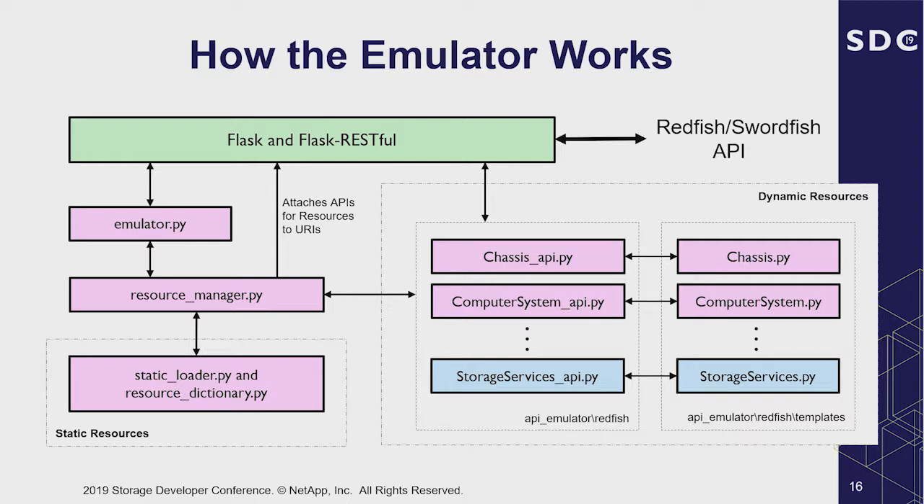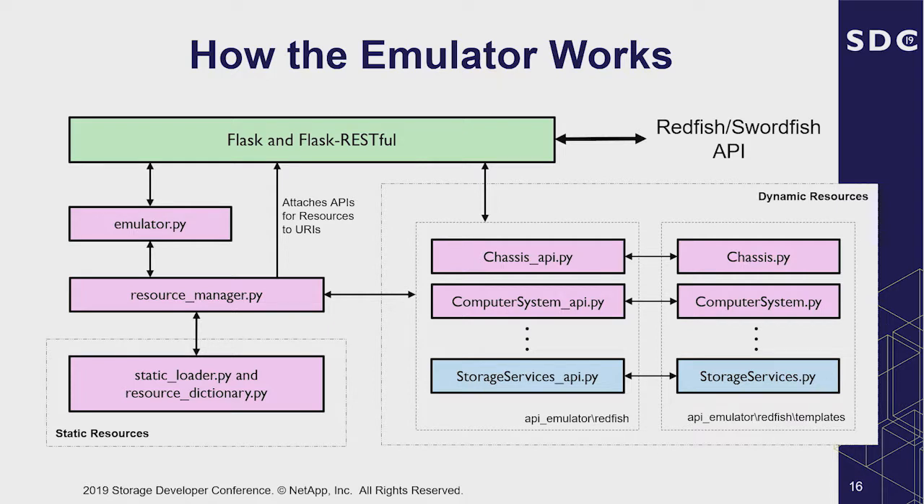Now, in the case of dynamic resources, the Resource Manager kicks off each of these things to initialize what they need to do to respond directly to Flask RESTful requests. Dynamic objects actually have two pieces. One piece, this square here, is what I call an API file. Well, it's what it's called, an API file. That's because they're all underscore API. And the other piece are these templates.